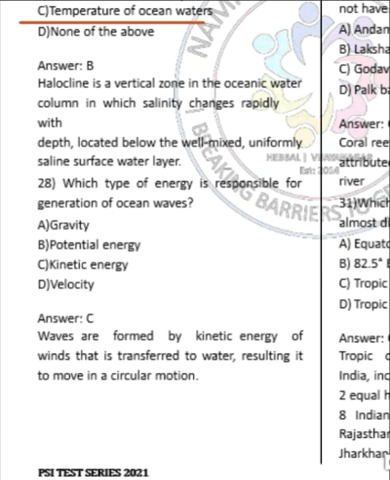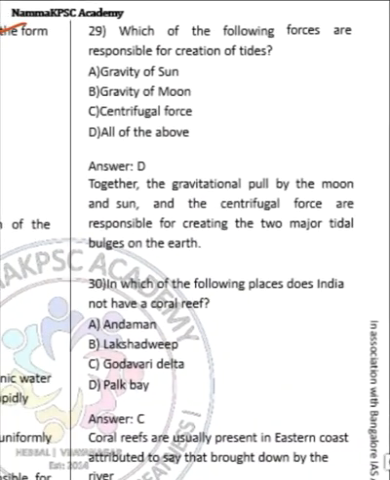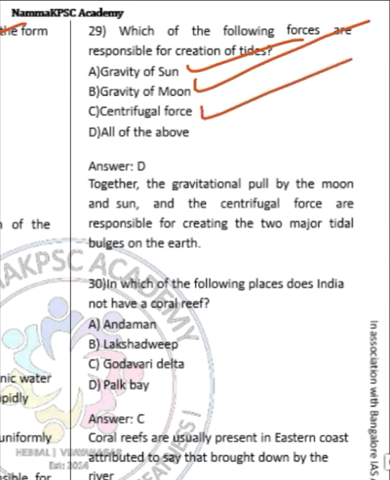Question number 28, it is asking which type of energy is responsible for generation of ocean waves. Correct answer is option C, kinetic energy. So through the transfer of kinetic energy of winds to ocean particles, waves are created. Question number 29, it is asking which of the following forces are responsible for creation of tides. So here gravity of sun, gravity of moon and centrifugal force, all of them contribute to the creation of tides. So correct answer is option D, all of the above.